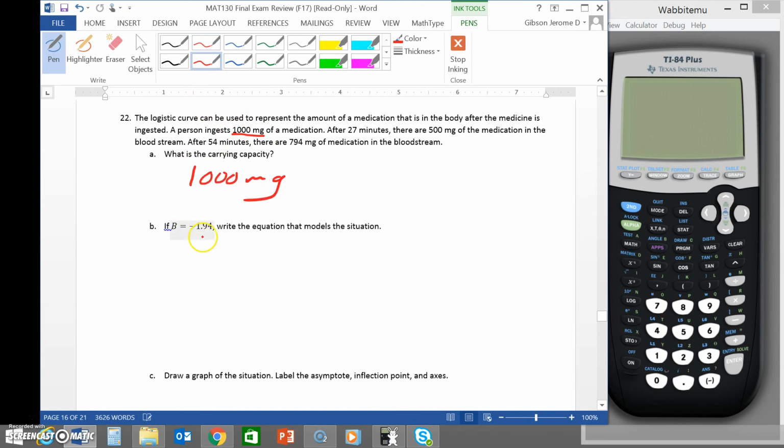Now it says if B is negative 1.94, write the equation that models the situation. The equation that models the situation is y is equal to 1,000 divided by 1 plus (x over 27), and of course, we would take that to the negative 1.94 power. Okay, now, just to go over this, we have this equation here. And it looks as though I'm going to have to complete this on the next video, but let me finish up part C.